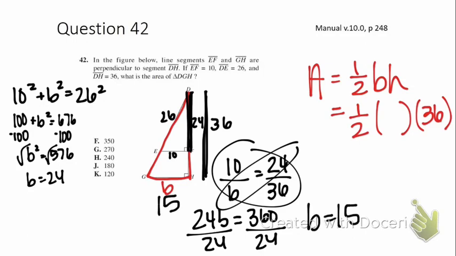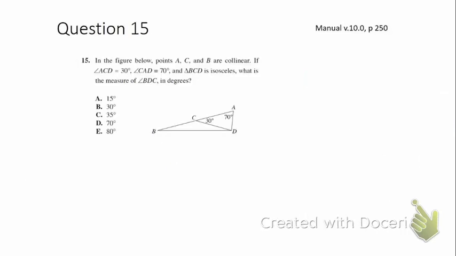So then now I can finally go back and plug it in over here. So 1/2 times 15 times 36 gives me 270 for my area. All right, good.